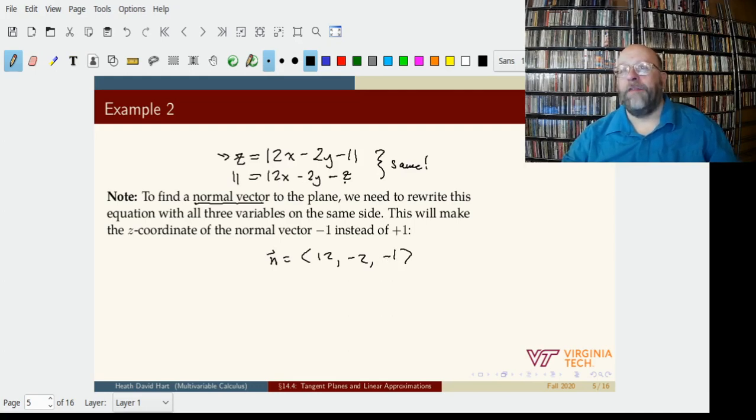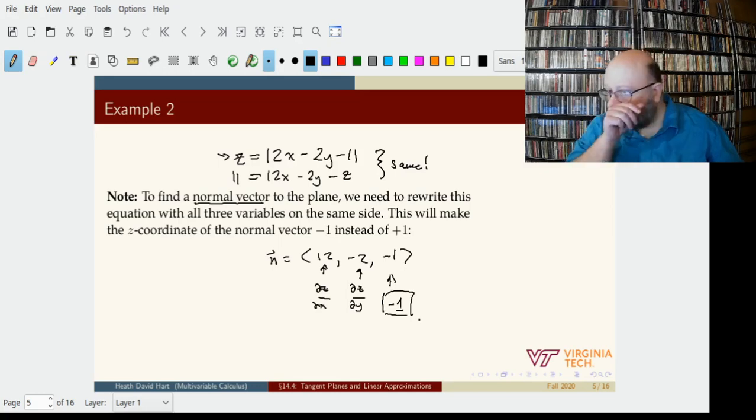When the x and the y and the z are all on the same side, this is the derivative dz dx. This is the derivative dz dy. But this is a negative 1 and not a positive 1. Okay? And so be careful about problems involving the normal vector. Make sure that you think about which form of the equation you want to use for this.